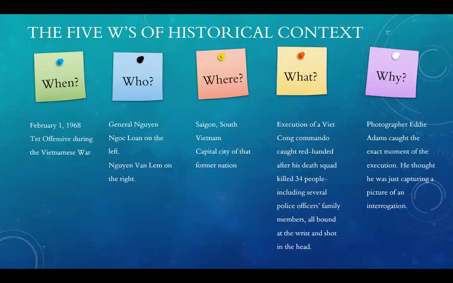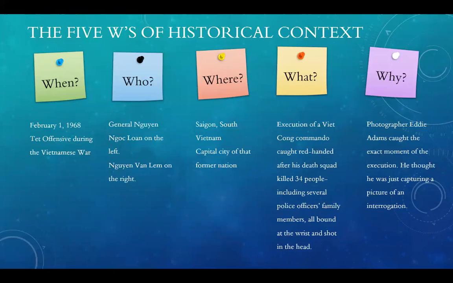Well, let's apply the 5 W's and compare what I've got on here compared to what you came up with based on what you thought you saw in the photograph. When was this photograph taken? February 1st, 1968, the Tet Offensive during the Vietnam War. Who? General Nguyen, and I'm sorry if I butchered the Vietnamese names, I do not know how to pronounce them well. General Nguyen Ngoc Loan on the left, he's the shooter, and Nguyen Van Lem on the right, he is the executed.